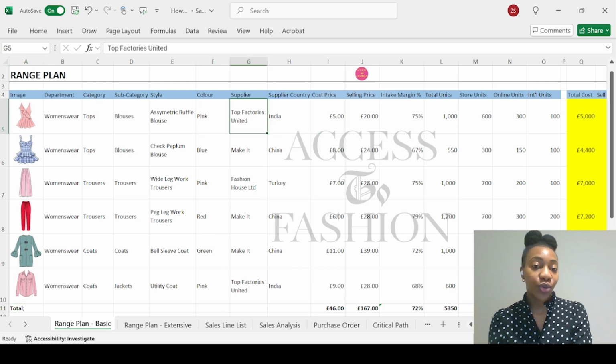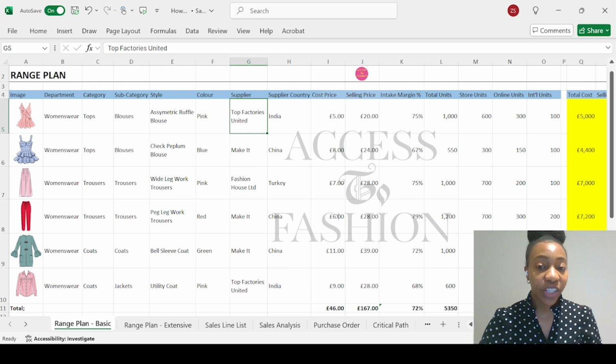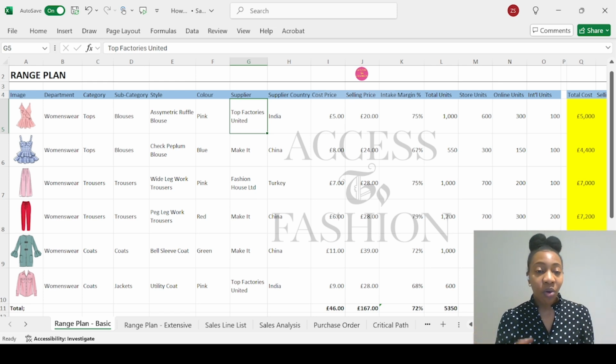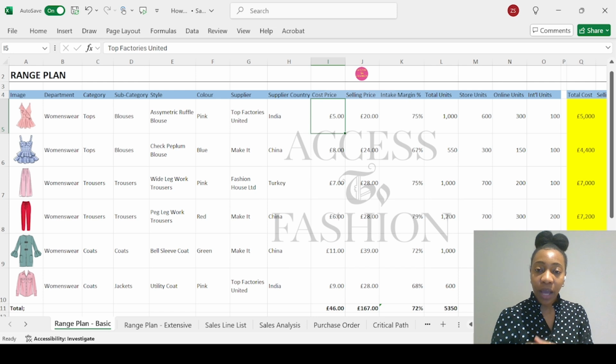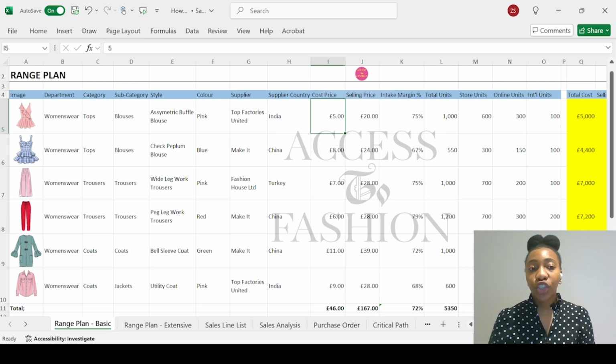So you would go back to your supplier, for example, Top Factories, and you would say, that style you did last year was really good. We're moving it along in perhaps a different color, or we're changing the ruffles a little bit, but we still want that cost price of £5 that you did last year. Maybe even you would try and go a bit lower if possible, if they could do that. And that's how you move a range along, and that's how you get somewhere.